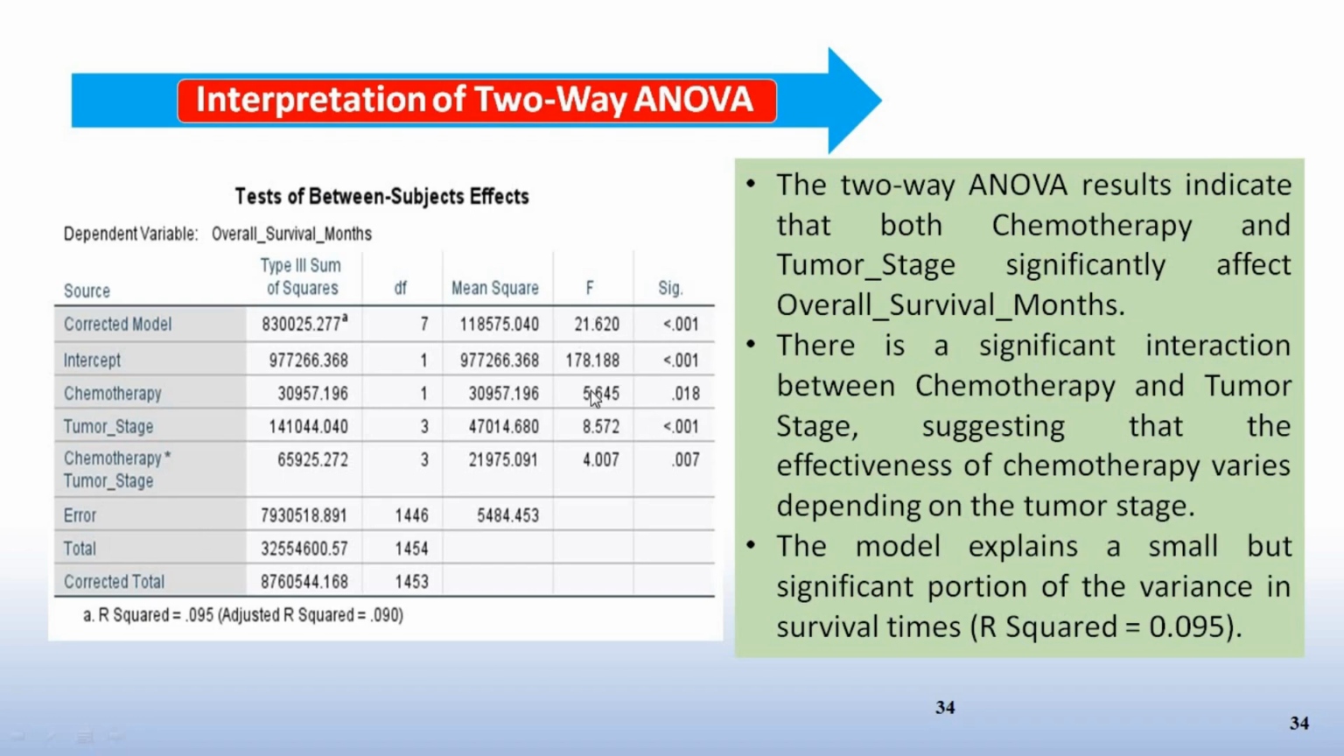From here you see the two-way ANOVA results indicate that both chemotherapy and tumor stage significantly affect overall survival months. And there is a significant interaction between chemotherapy and tumor stage, suggesting that the effectiveness of chemotherapy varies depending on the tumor stage. And the model explains a small but significant portion of the variance in survival times. Here this is the R-squared value, 0.095.